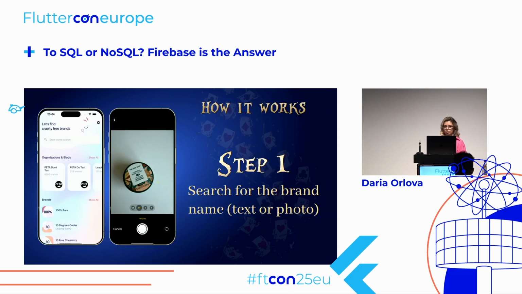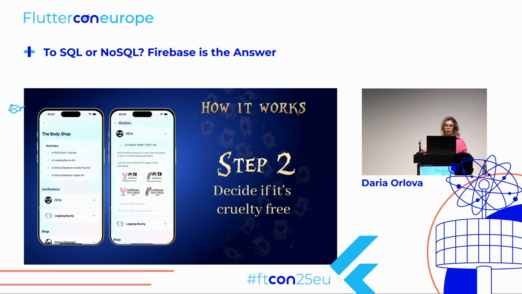So how does Bunny Search work? It's a very simple app. You need a brand that you want to check. You either type its name or take a photo of the product and it will recognize the name for you. Then it will find it in the database. For example, the Body Shop, we can see and decide if it's cruelty-free enough for us or not.